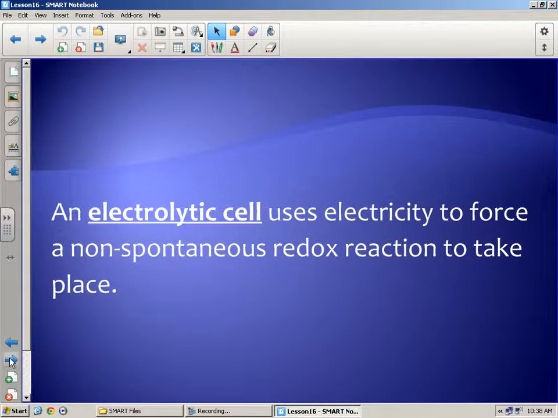Voltaic cells, of course, are spontaneous. So when you're using your cell phone, right? Your cell phone's right here. You're using it.